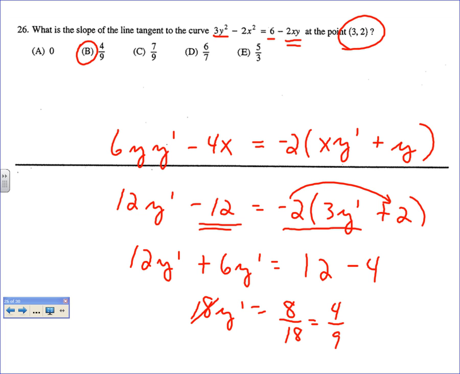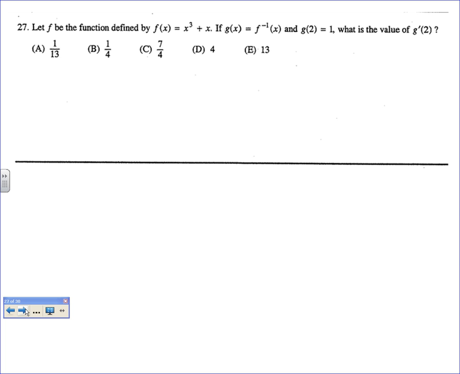On number 27, we're given a function and we're told that g of x is the inverse of that function. Well, some people find this rather confusing. They know that if g of 2 is 1, then f of 1 must be 2. And if you put 1 in, you quickly find out that f of 1 is in fact 2.